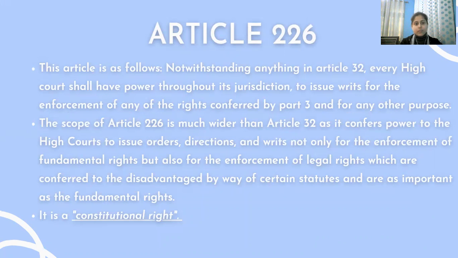Article 226. This article is as follows: notwithstanding anything in Article 32, every High Court shall have power throughout its jurisdiction to issue writs for enforcement of any of the rights conferred by Part 3 and for any other purpose. The scope of Article 226 is much wider than Article 32, as it confers power to the High Courts to issue orders, directions, and writs not only for the enforcement of fundamental rights but also for the enforcement of legal rights. And Article 226 is a constitutional right.